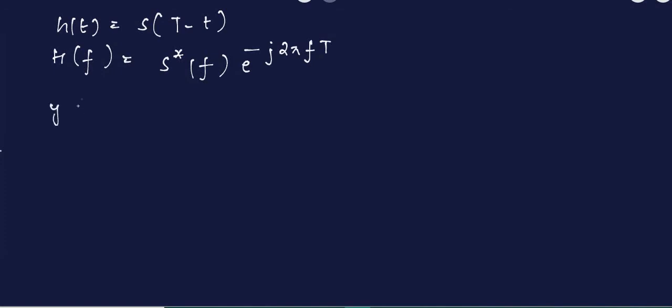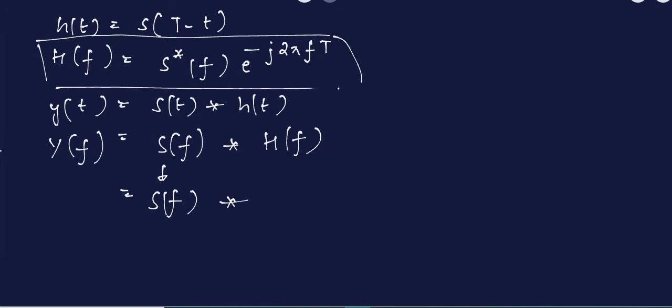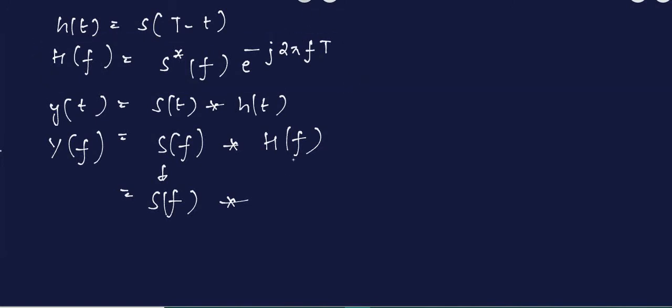Now I move to y(t), which will be given by s(t) convolved with h(t). h(t) is the impulse response. This is the input signal. And now I take the Fourier transform. So this will become S(f) into capital H(f). Now this I know is nothing but H(f) can be written in terms of S(f). And so I'm using this relation and writing it.